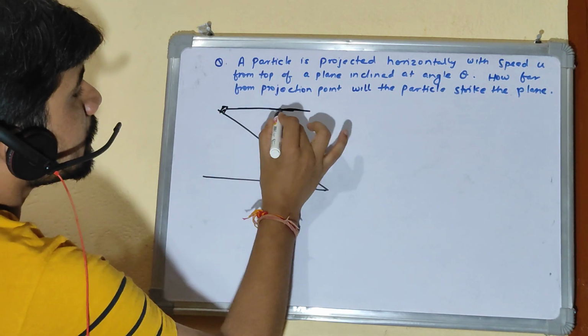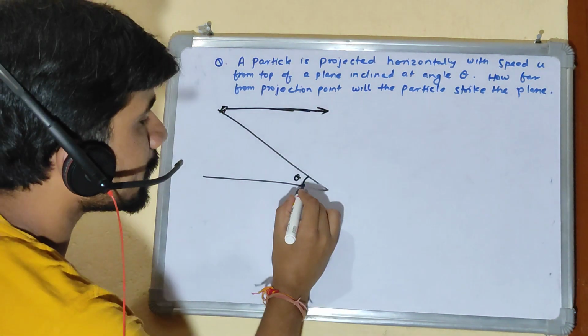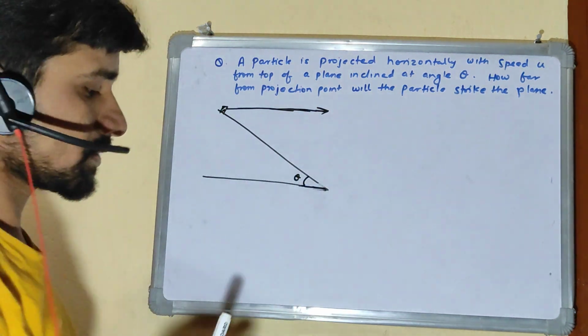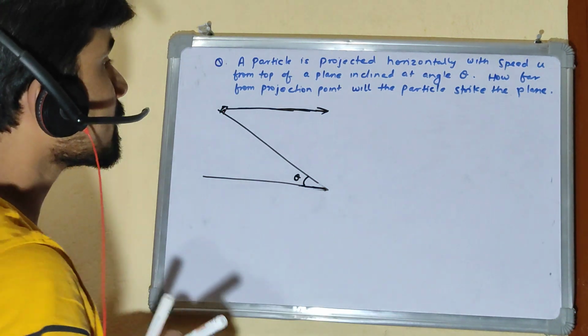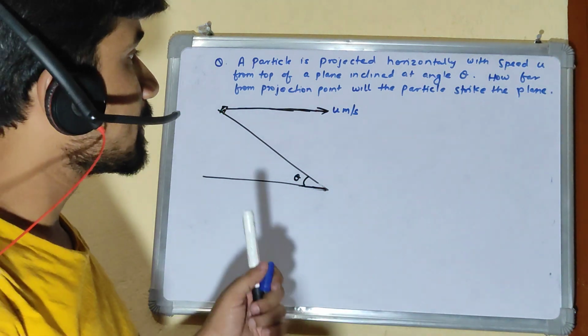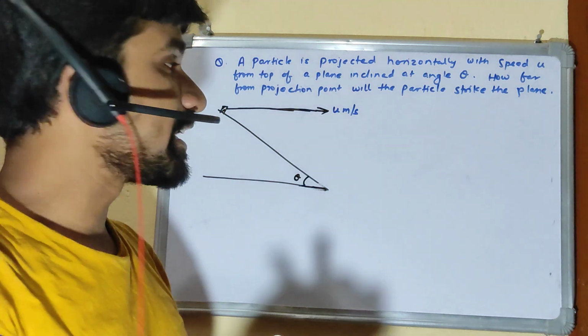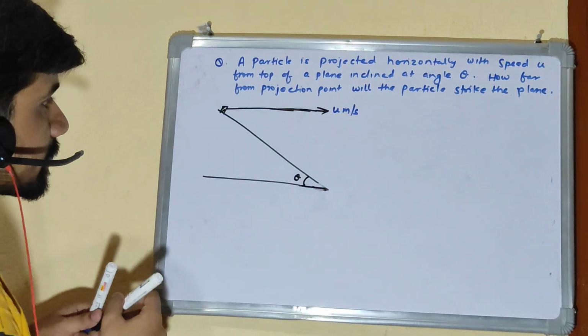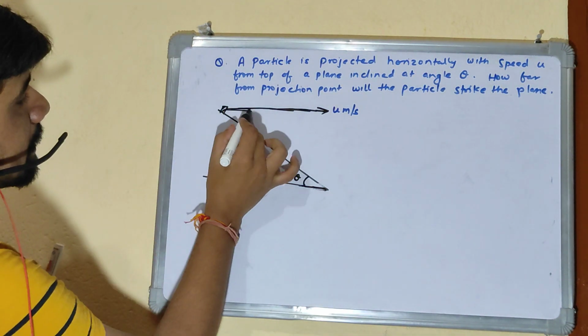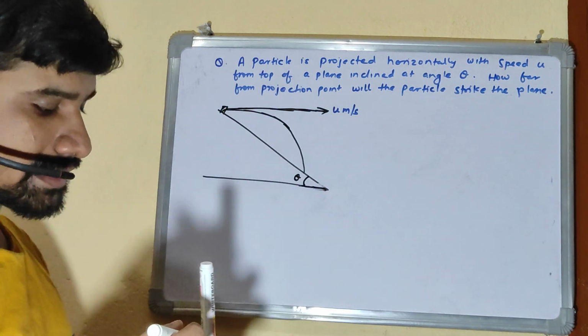So here it is not at any specific angle, but it is given that this is horizontal, which is parallel to this surface. So my u, which is the initial velocity, is along this horizontal line, and this is u, and theta is the angle of this inclination. And let's say the particle's motion is something like this, and we need to find where it will strike this plane, right?